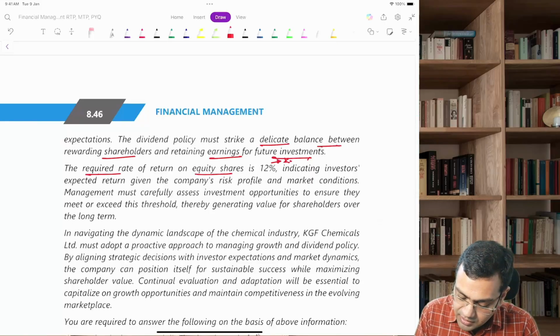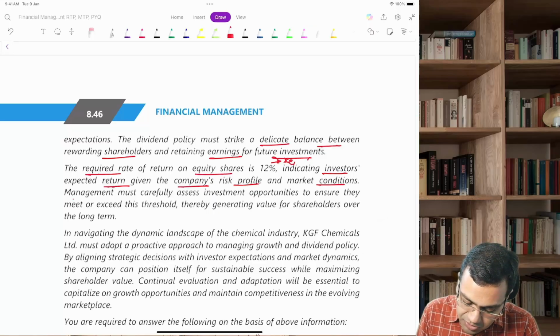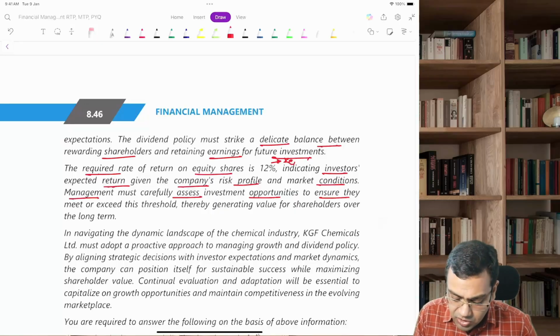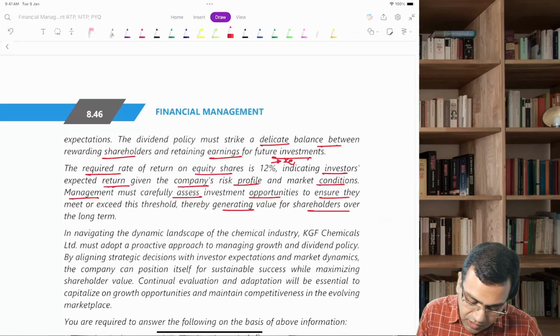So this is the KE that is given to you, indicating the investors' expected return given the company's risk profile and market conditions. The management must carefully assess the investment opportunities to ensure that they meet or exceed this threshold, thereby generating value for shareholders over the long term.